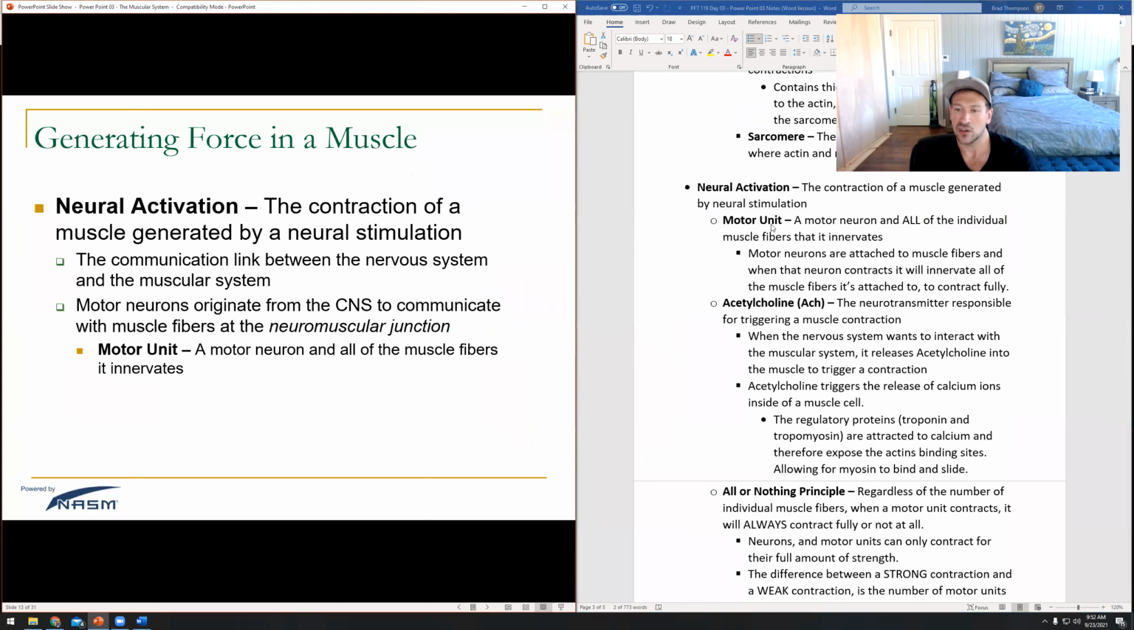So looking at that neural activation, a motor unit is a single motor neuron and all of the individual muscle fibers that it zaps, that we call innervates. That it stimulates. So what happens is motor neurons are attached to muscle fibers. And when that neuron fires, it will innervate all of the muscle fibers it's attached to, making them fully contract.